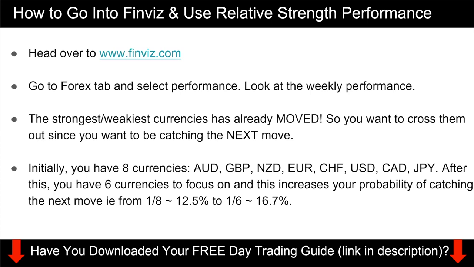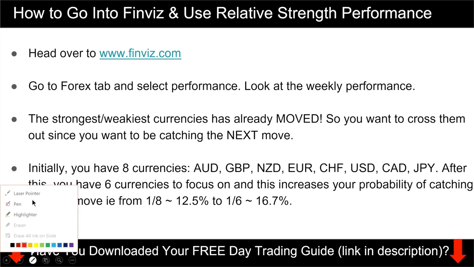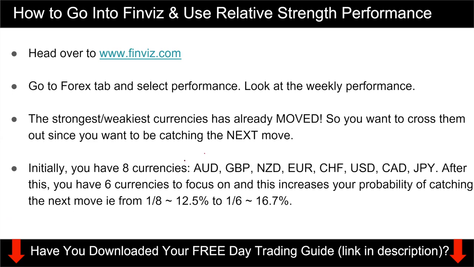Okay, so hopefully that is clear. So what this would mean is that initially you have 8 currencies. Okay, of course, let's not talk about the exotics. But initially you have 8 currencies to focus on. Okay, you have the Aussie, the pound, the Kiwi, the Euro, Franc, Dollar, CAD and Yen. But if you were to cross out the strongest and the weakest currency, what happens is that, let's say, assuming that Aussie is the strongest and Yen is the weakest, you are only left with 6 currencies to choose from, okay?